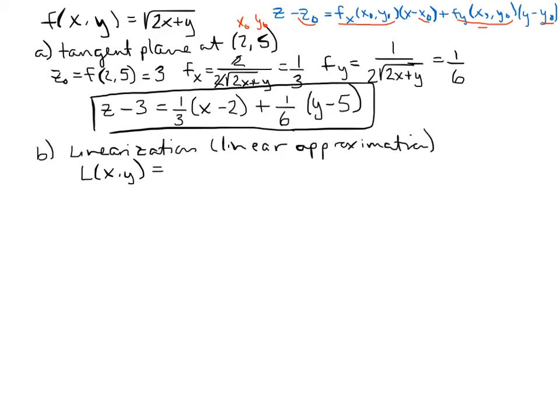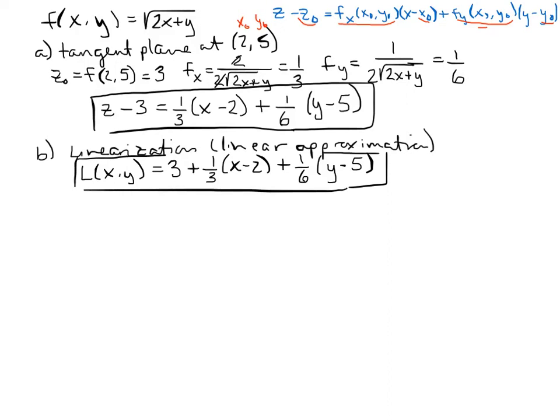It uses the tangent plane. It is going to be, I'm going to move that 3 over, 3 plus 1/3 times x minus 2 plus 1/6 times y minus 5. There's that linearization. So once we have the tangent plane, we have the linearization. And again, they are pretty much the exact same thing because the linearization uses the tangent plane to approximate a z-value.